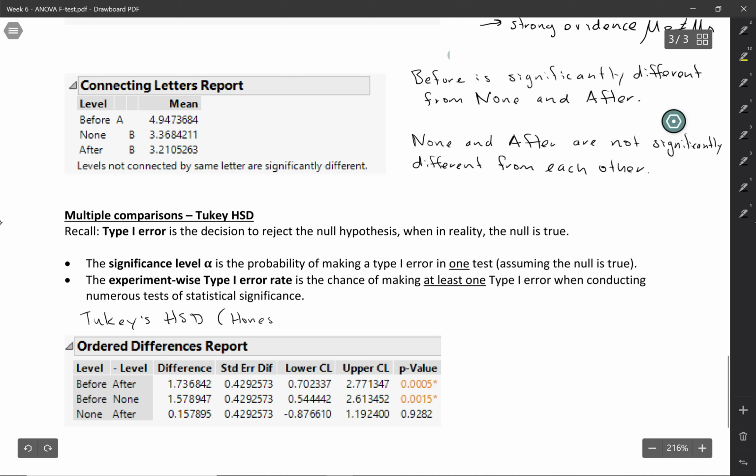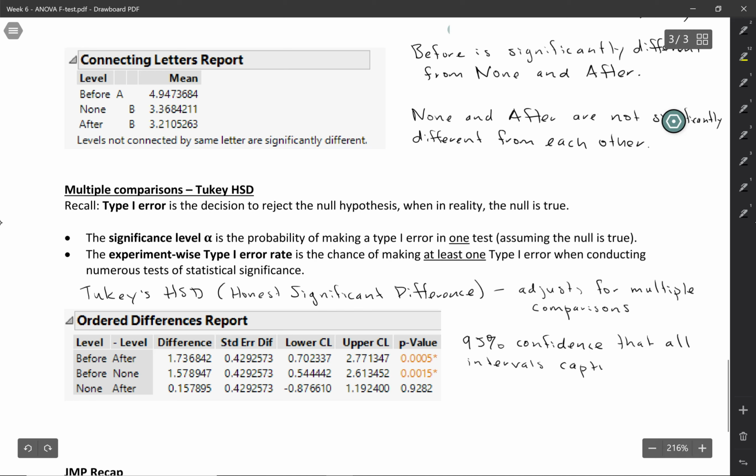So these are still 95% confidence intervals, but here when we say 95% confidence, we're referring to all of the intervals at once. So we're saying we're 95% confident that all of the intervals capture the specified parameter. So usually 95% confidence would just apply to one interval. Here we're saying we're 95% confident all of the intervals do what they're supposed to do. So they capture the parameter that they were going for.